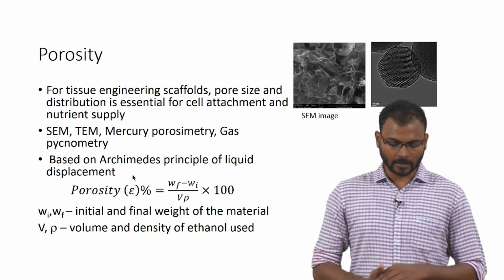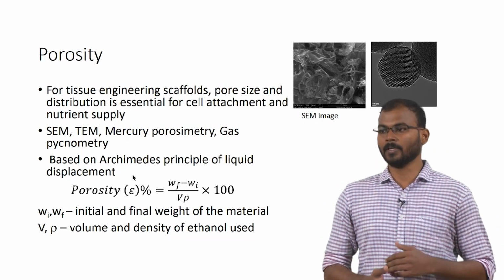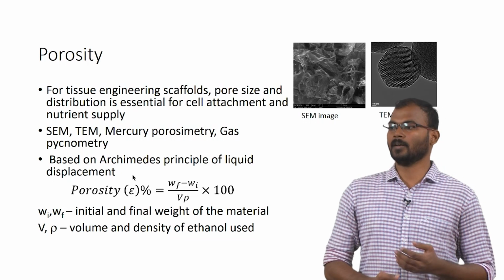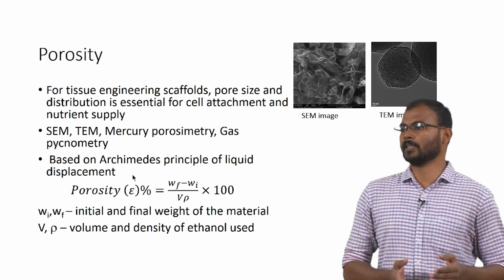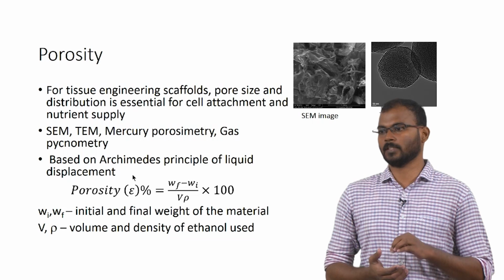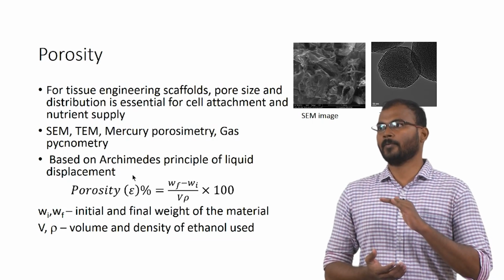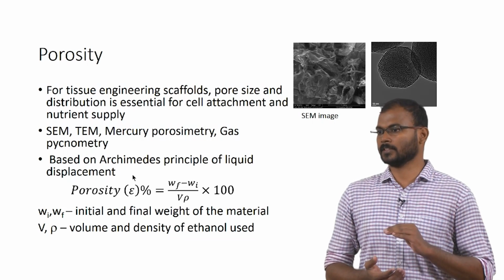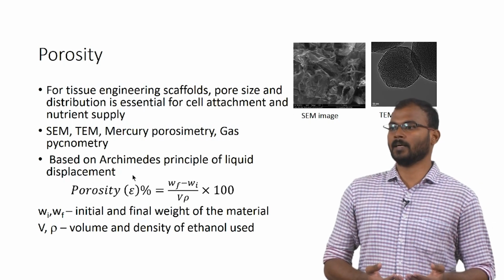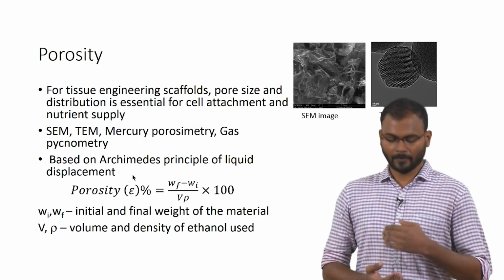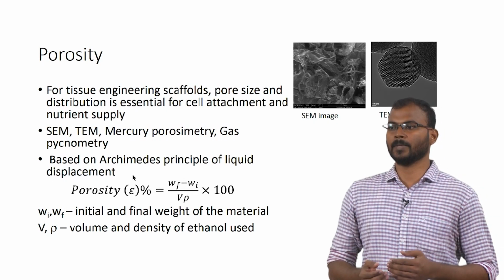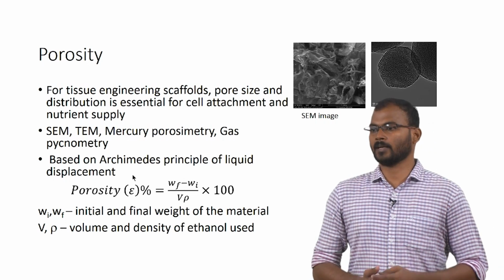Other than these sophisticated techniques, you can use mercury porosimeter and gas pycnometry, which use the Archimedes principle of liquid displacement. The experiment for finding the porosity goes like this: you will have a liquid. In mercury porosimeter, you insert the porous structure inside and apply a vacuum. The air is sucked out of the system and all the pores inside are filled by mercury. Then you take out the scaffold and weigh it, and based on the volume you can calculate the porosity.